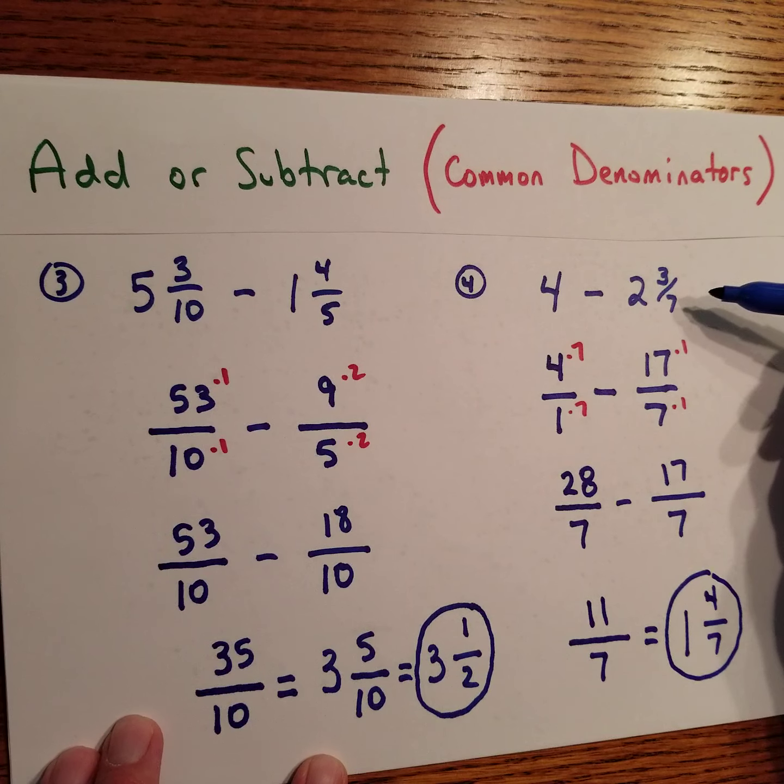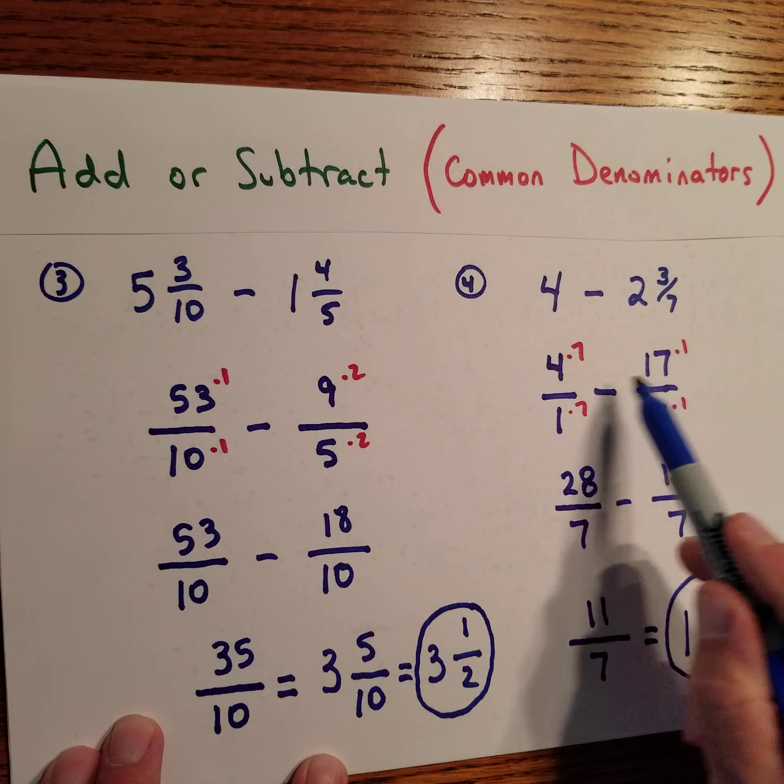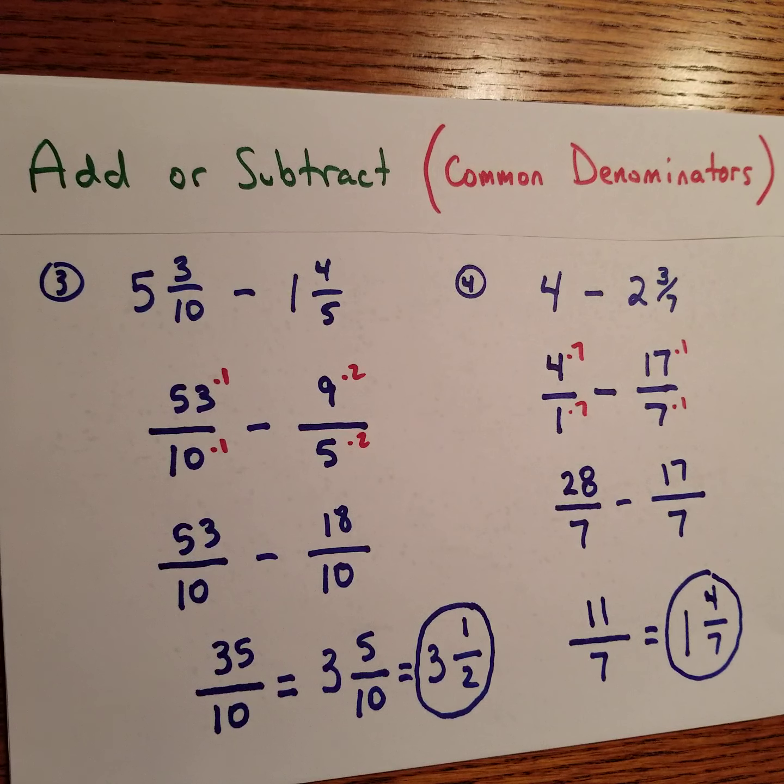Copy the problem, rewrite the problem using improper fractions, get that common denominator, add or subtract, change it back into a mixed number. The things that I do in red, you can leave those little red markings out. Do those in your head if you can. Most of you are already doing that.